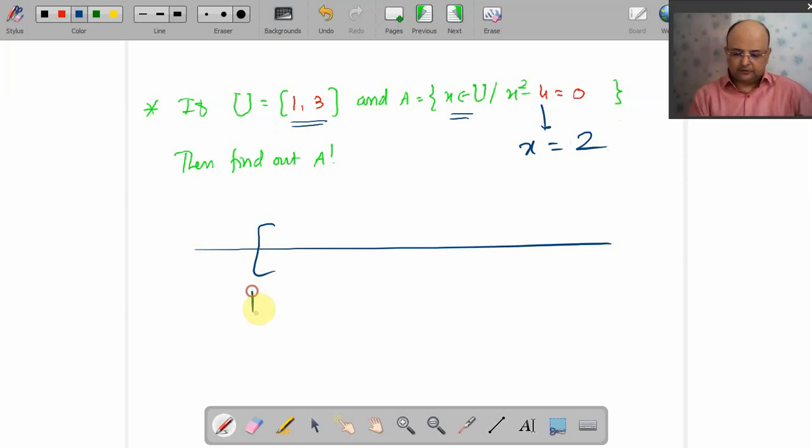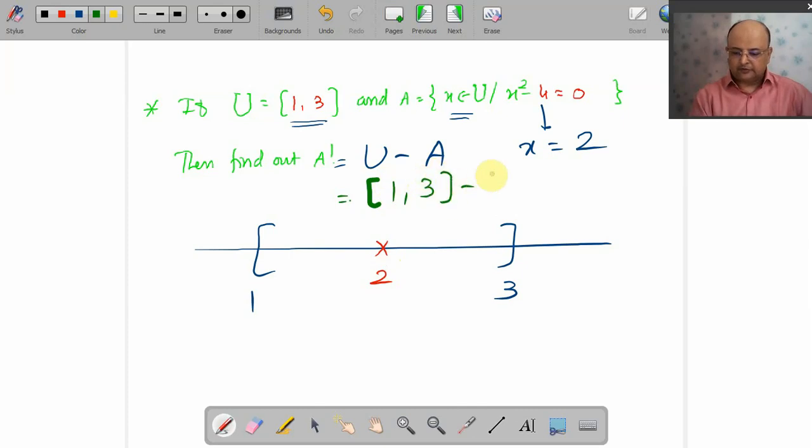Now I go for this, the closed interval [1, 3]. Your A dash is U minus A, that is except 2. And now careful, either your A dash is the closed interval [1, 3] minus 2, or you can write it in a different way also.